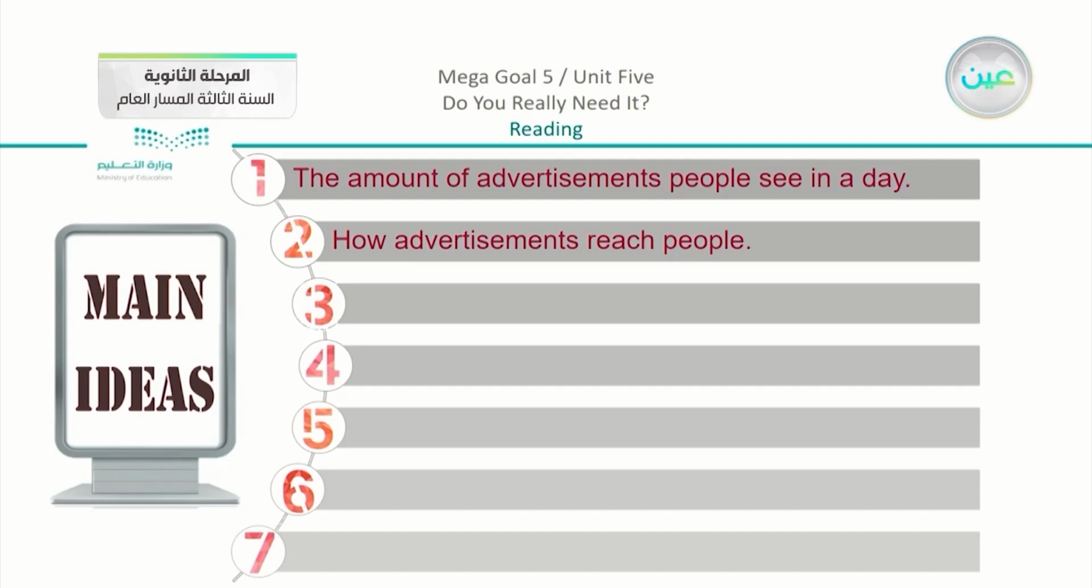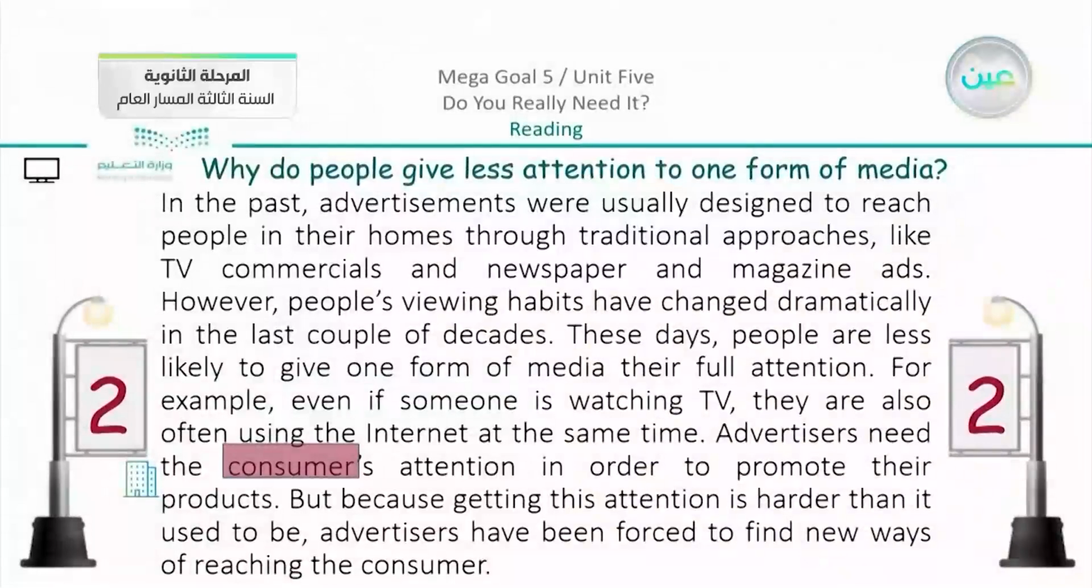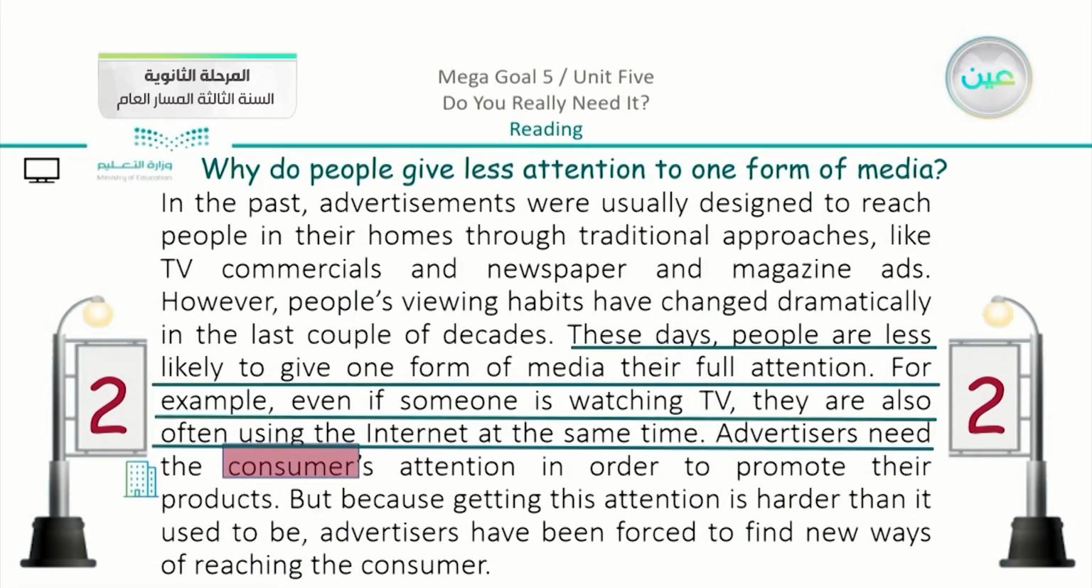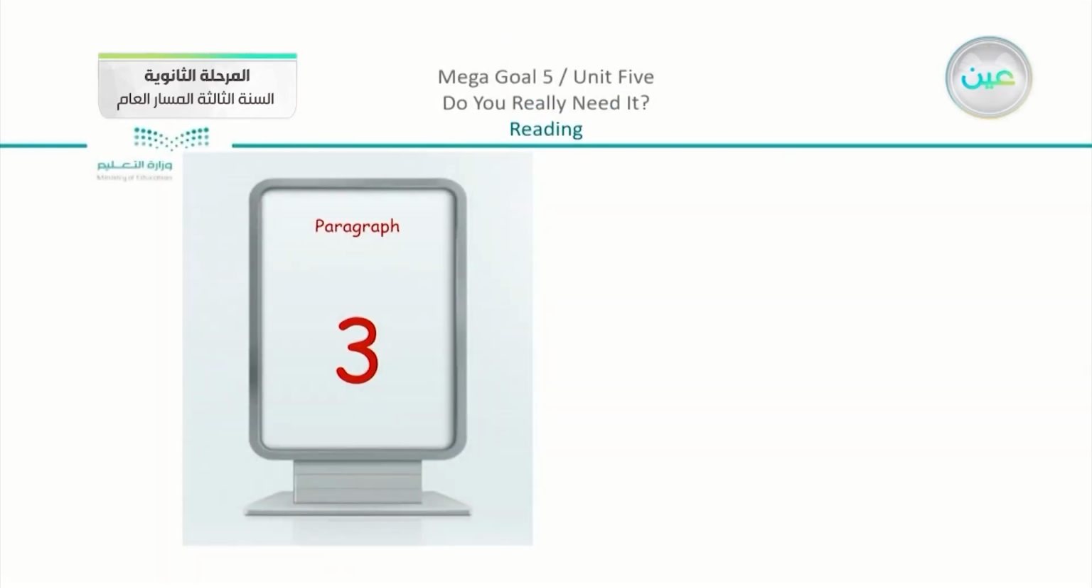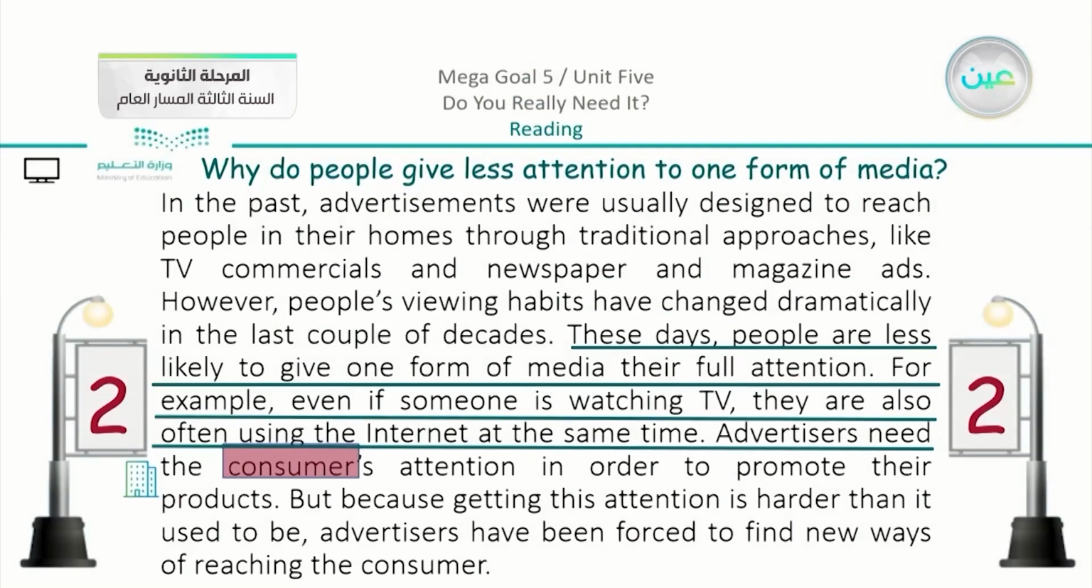present, or the future. Now going back to the question that we have here, why do people give less attention to one form of media? Now you can see here, there is something about their full attention that is mentioned in the middle. So we're going to read from the very start of the sentence. These days, people are less likely to give one form of media their full attention. For example, even if someone is watching TV, they are also often using the internet at the same time. Advertisers need the consumer's attention in order, so let's just go back, in order to promote their products.